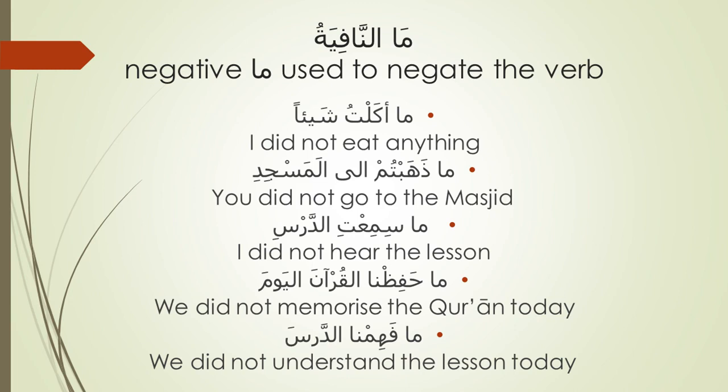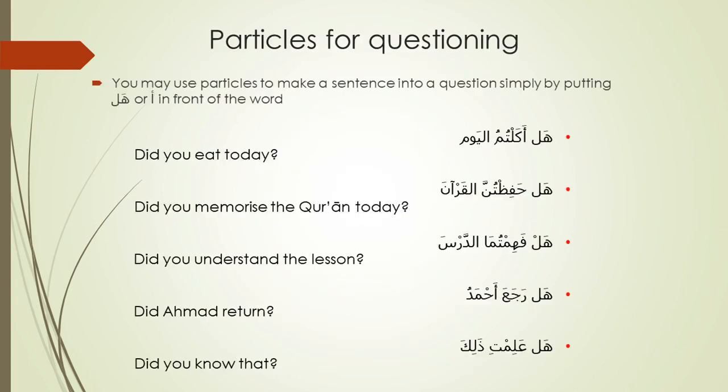So is that clear? This ma is used for negation. Simply bring it at the beginning of the verb or the sentence, and it will simply negate the whole sentence. And another thing that we need in the next slide is particles that will be used for questioning. This is a harf. You have two. You can either use hal, or you can use the hamzatul istifham, which we took in Medina book 1. You can use one or the other. Or some people prefer hal because it's clear in pronunciation. You can hear it, hal.